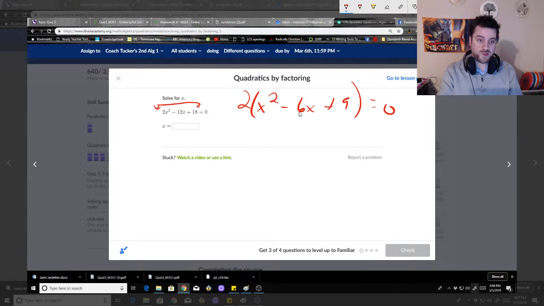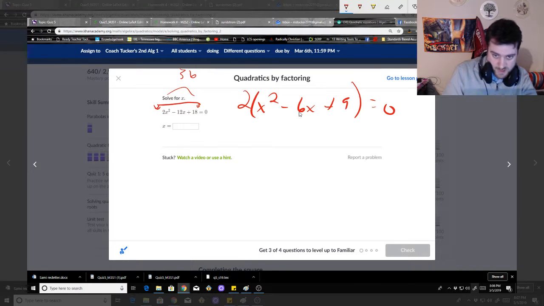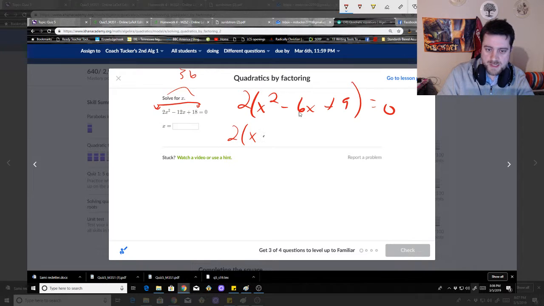Just because of that alone, you could multiply 2 times 18 and get 36. Why in the world would you do that when you can do this? Read backwards. What factors of 9 add to be 6? 3 and 3. So this becomes x minus 3 times x minus 3 equals 0.